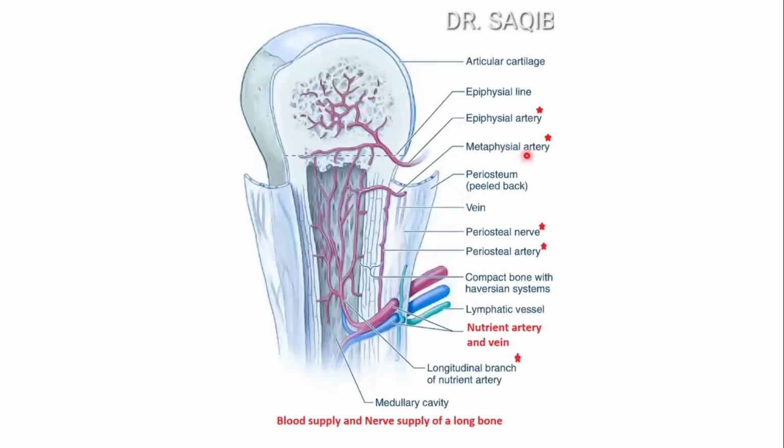Here you could see this again. This is the metaphyseal artery. Here you could see this. This is the labeled one. These are the metaphyseal arteries. Follow the laser.